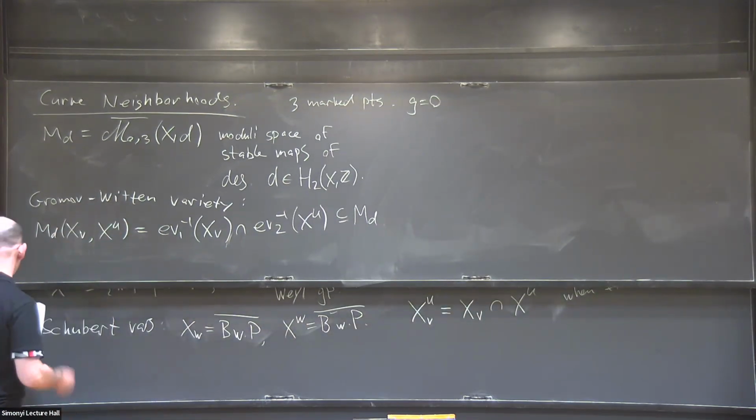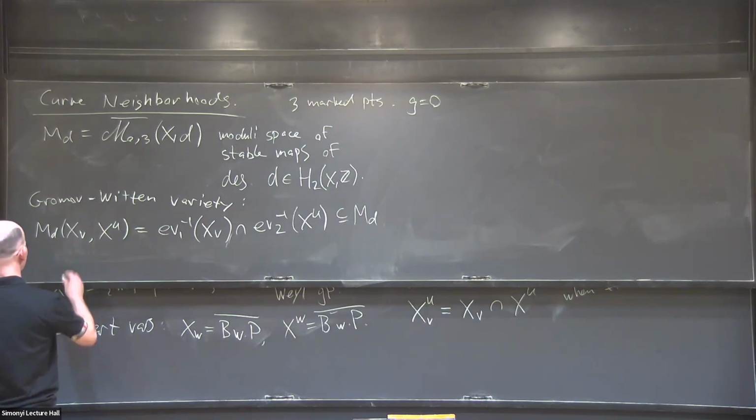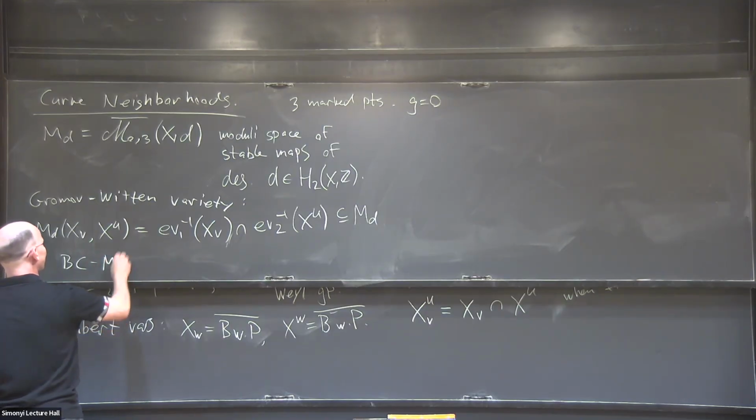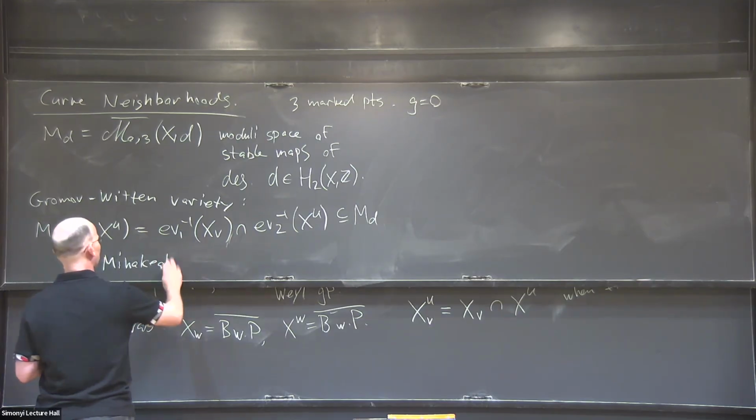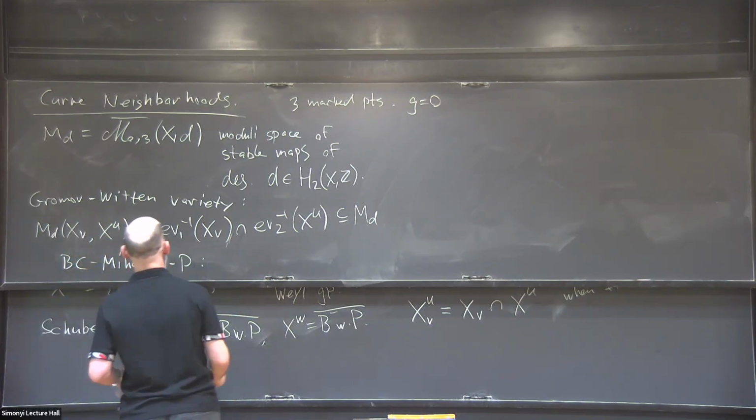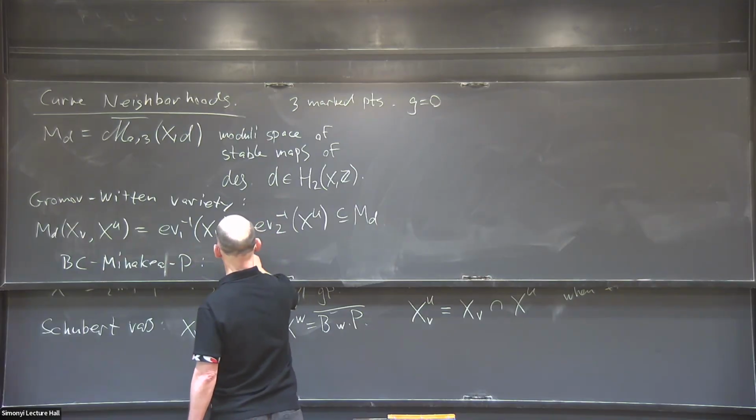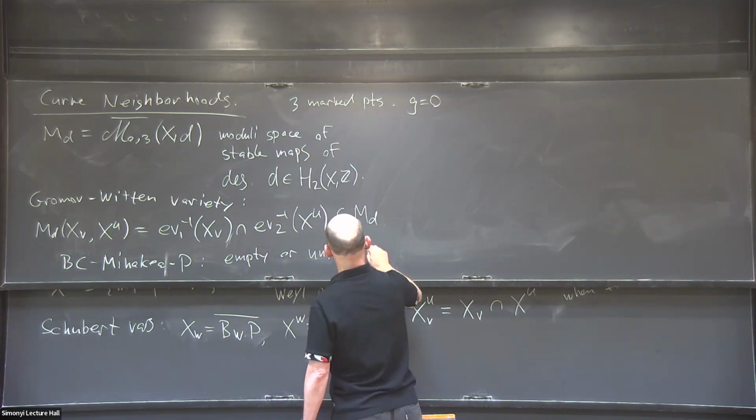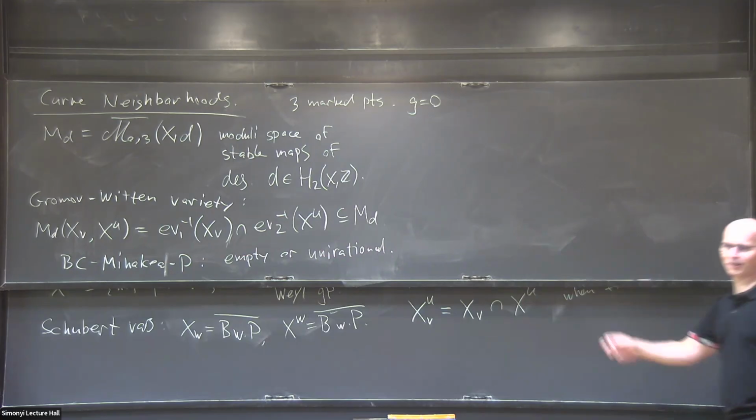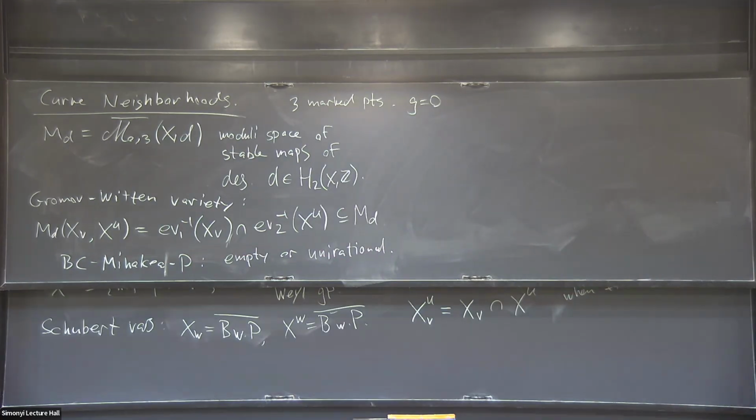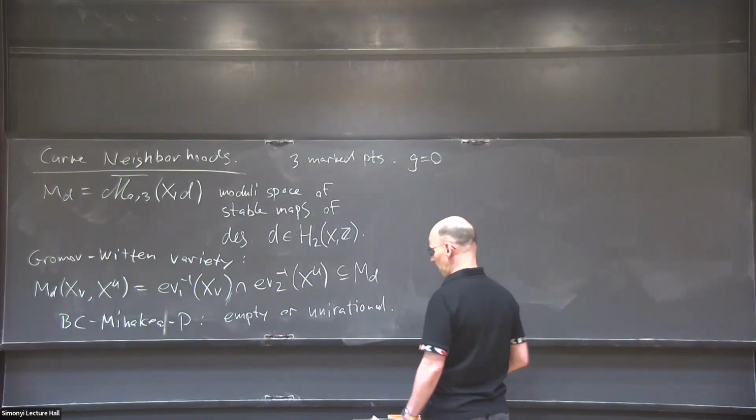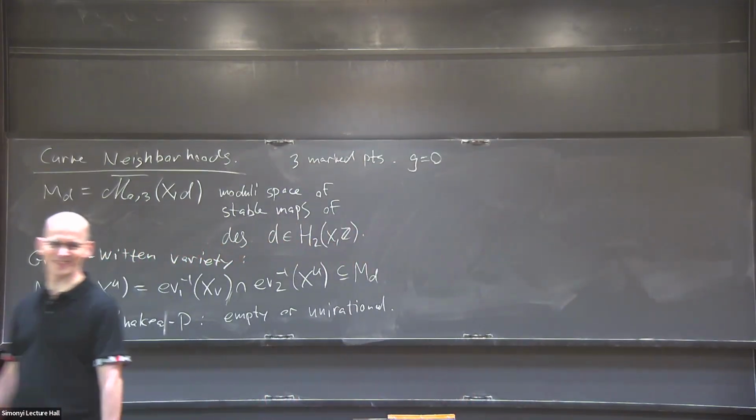The nice thing about these is an earlier result with Chaput, Manivel, and Perrin, namely that this variety is either empty or unirational. Which, for example, tells you that any two-pointed Gromov-Witten invariant of a flag variety is always 0 or 1. It's irreducible.